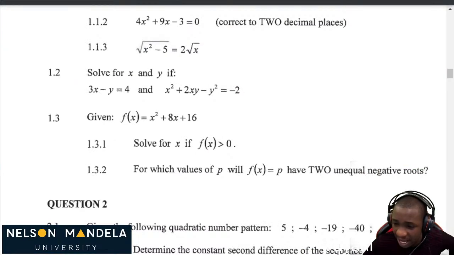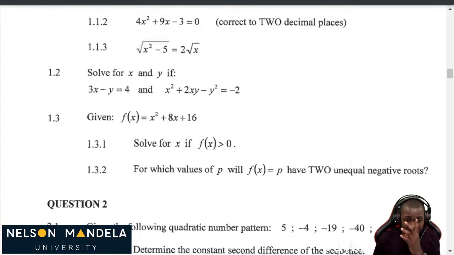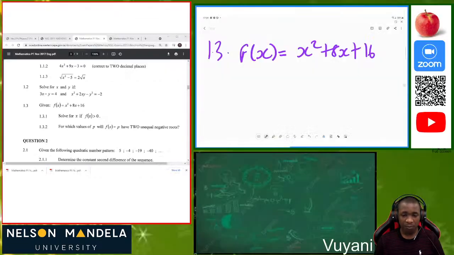Now, given f of x to be equal to x squared plus 8x plus 16. We are now on 1.3. We are almost done. Given this equation, they are saying solve for x if f of x is greater than 0. So we are given that f of x is equal to x squared plus 8x plus 16.